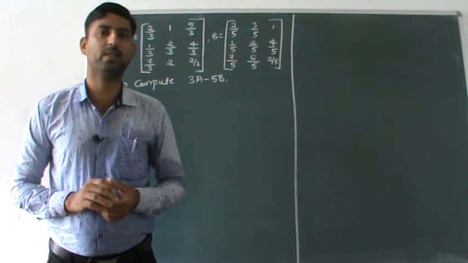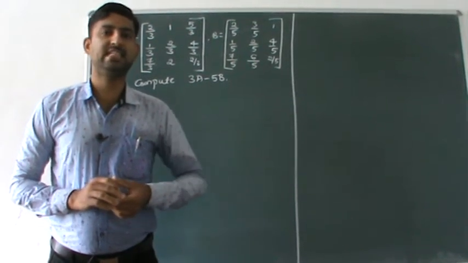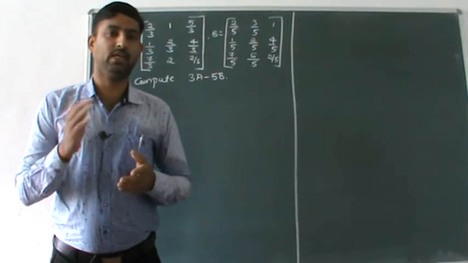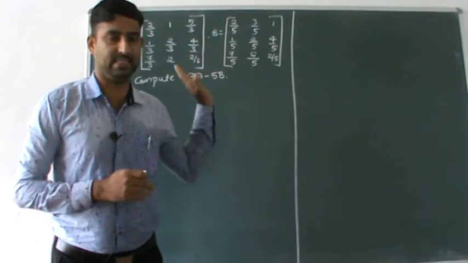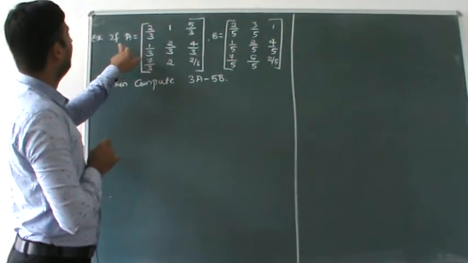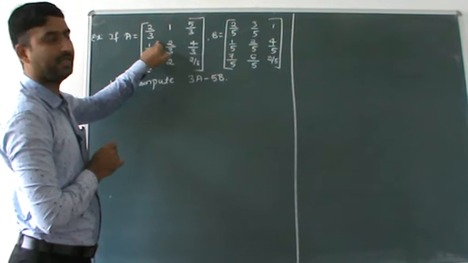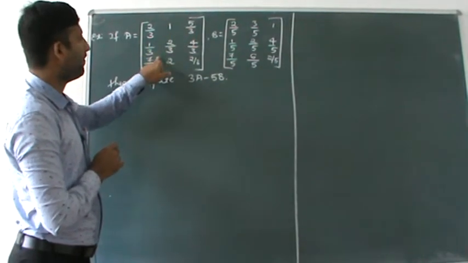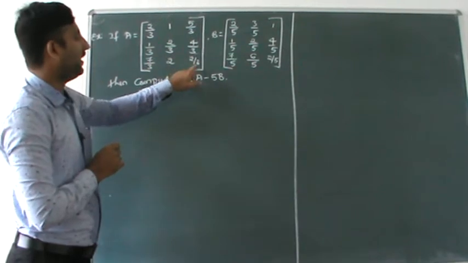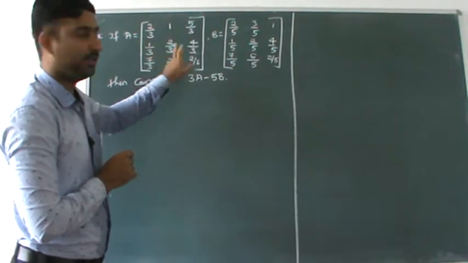Dear students, good morning. In the last video, we had seen some problems on matrices. Now we go through some more problems based on the topic matrices. The problem is: if A is equal to [2/3, 1, 5/3; 1/3, 2/3, 4/3; 7/3, 2/3, ...], which is a matrix of order 3 cross 3.